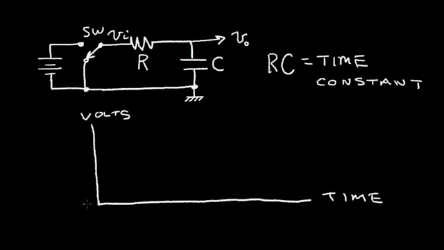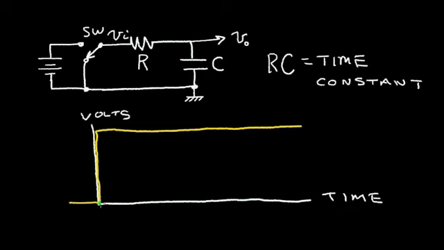So initially, before I throw the switch, the Vin, or the Vi, is at 0. Let me change colors. So initially Vin is at 0. I throw the switch, and Vin changes abruptly to the battery voltage, and it remains at the battery voltage continuously. Let's examine what happens to the output voltage, VO. So we know that a capacitor resists change in voltage. So at the instant I throw the switch, the capacitor is going to remain at 0 volts.